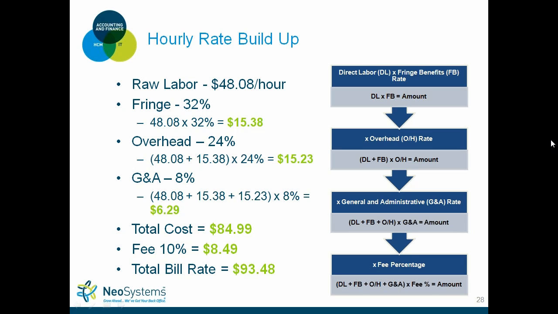So, okay, now you can say, all right, I want to make money off of this employee. Depending on what the RFP requirement is, you build in that fee percentage. In this case, we just use 10%, which adds in another $8.50. So your total bill rate for the employee is $93.48. And you can take that and build that into your pricing matrix.